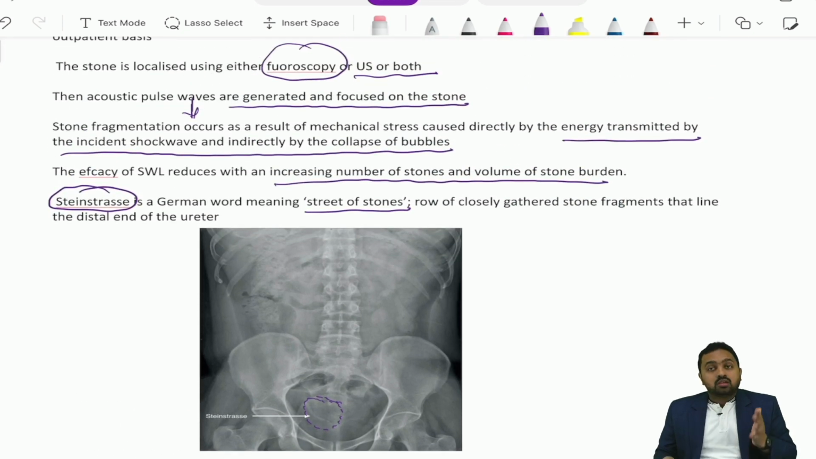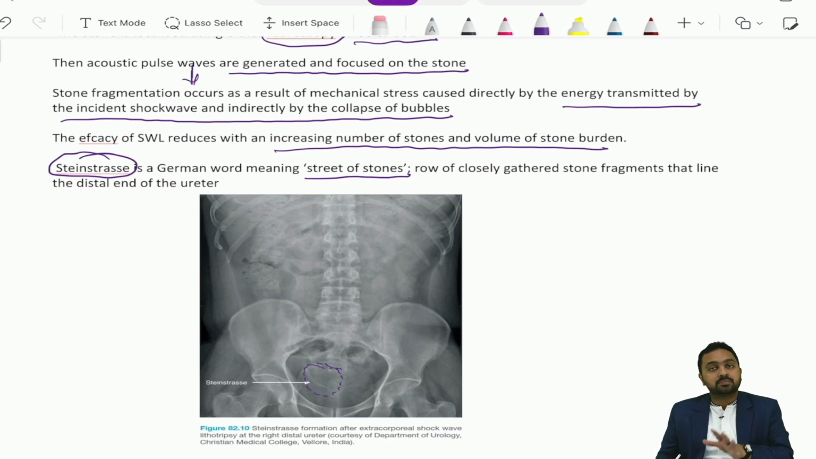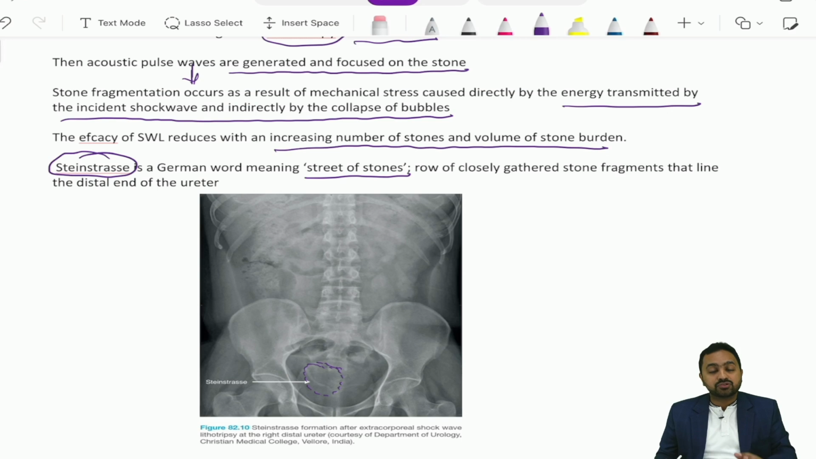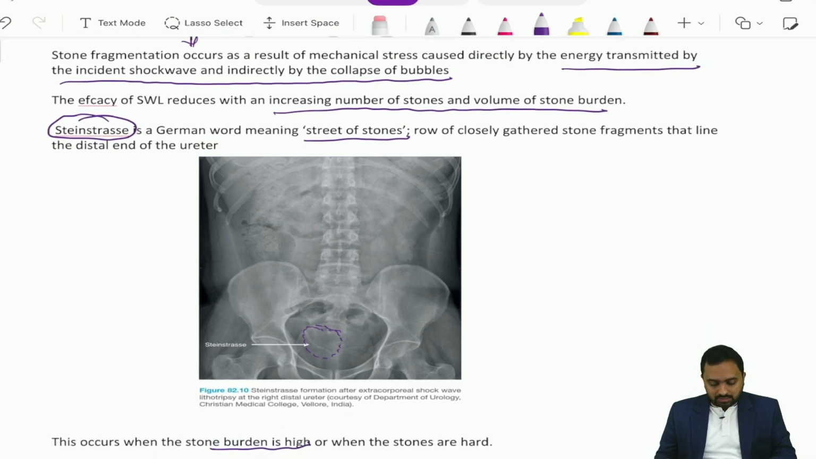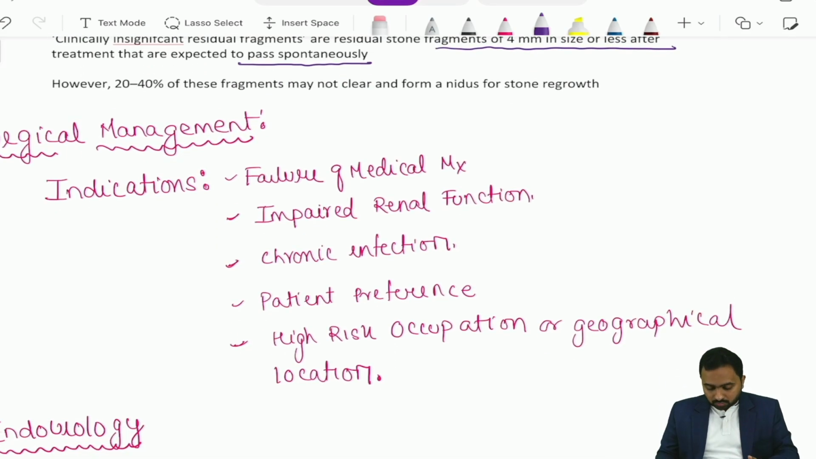So in shock wave lithotripsy, specifically when you have a large stone load, it may form Steinstrasse, which usually passes, but it can itself be a source of infection. Right. Now your other surgical management would include mainly your endourological management, but when would you do it?